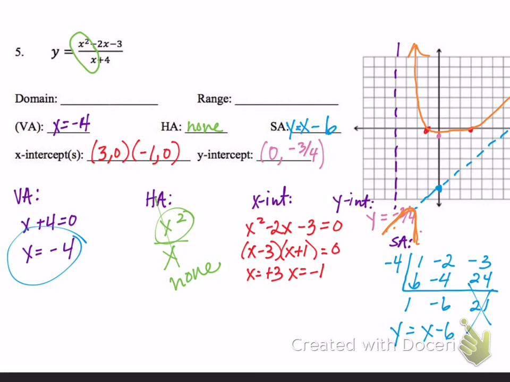So then for domain, negative infinity, it stops where? At negative 4, union, negative 4 to positive infinity. The range, it's going to stop at this max, and then it's going to pick back up at this min. Okay? So it's going to go from negative infinity. If you found a max value at that peak, the y value for that was what?